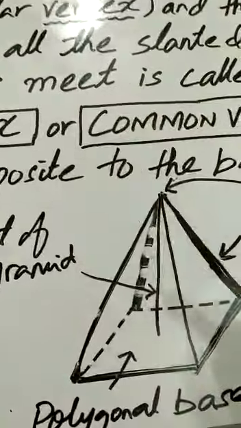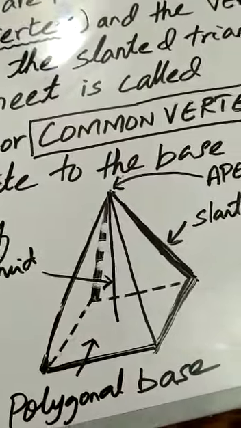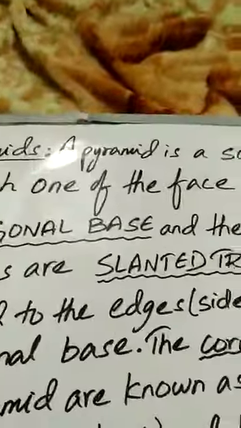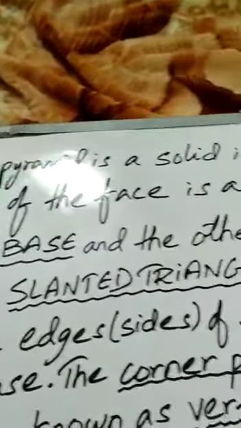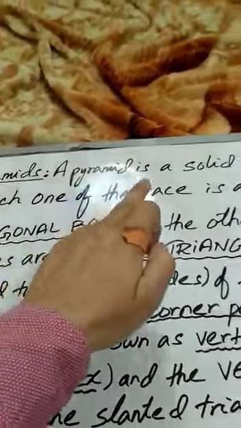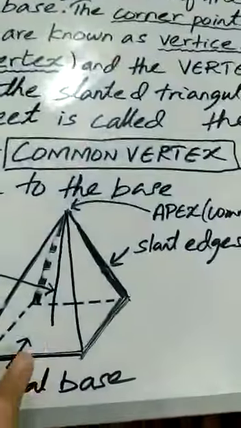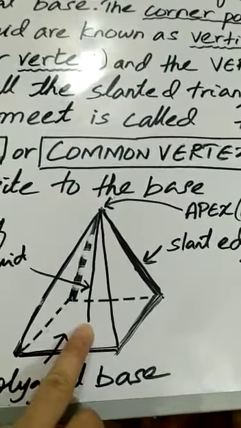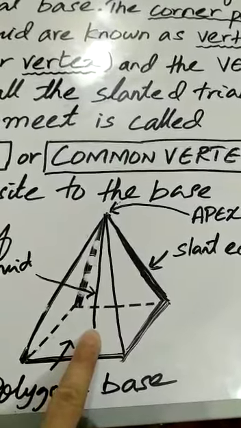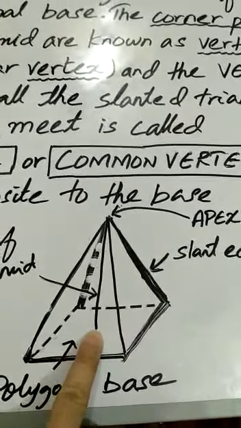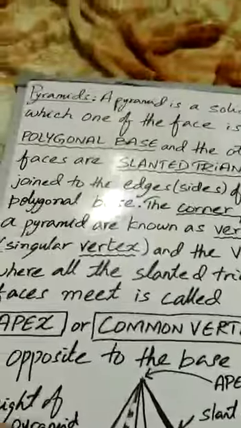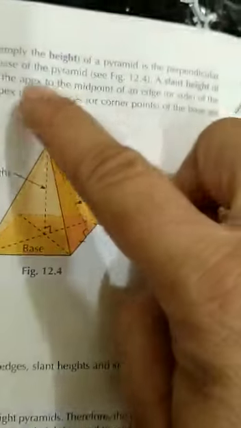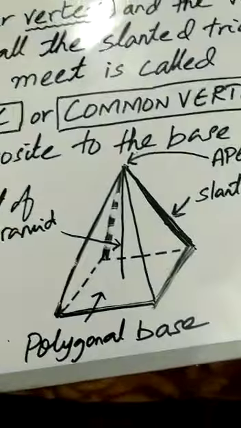Sometimes it's a rectangular base, a square base, a pentagonal base, a triangular base. So a pyramid is a solid in which one of the faces is a polygonal base. Look here, in this pyramid, this is the polygonal base on which it is supposed to be standing. Base means जिस पे वो खड़ा हुआ है, the face which is touching the ground. Okay, and all the other faces, look here, are triangular faces. This is a triangular face, the front one is a triangular face, the back one is a triangular face. So all the other faces are triangular faces.